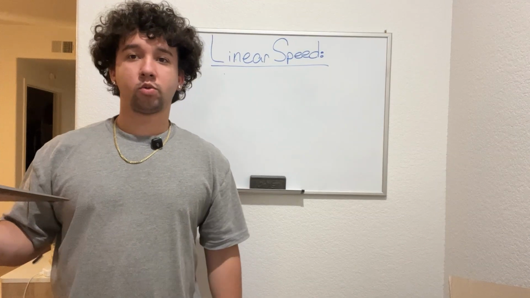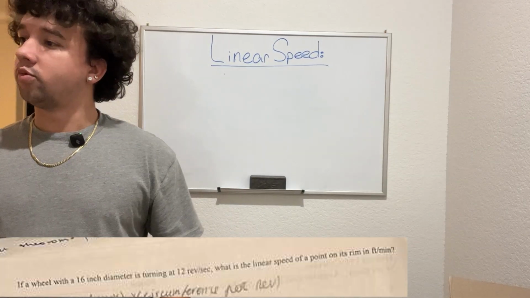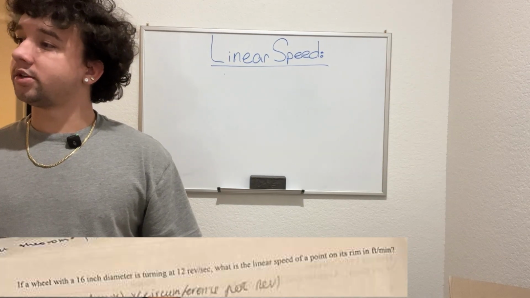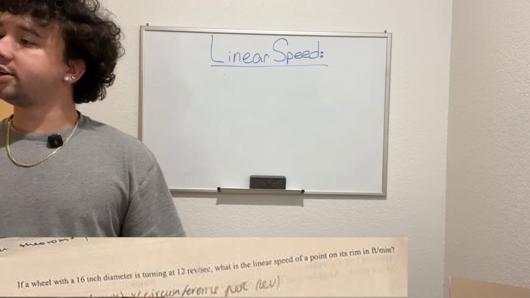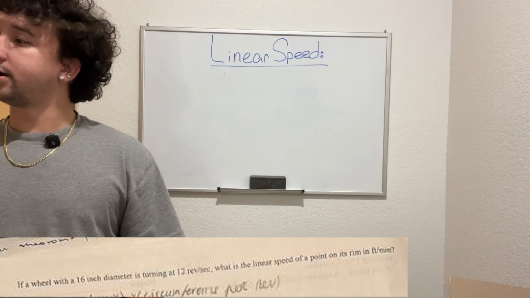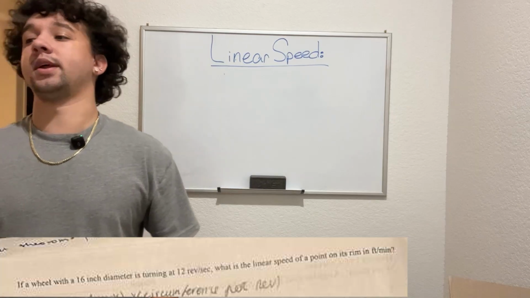All right, guys, question 1 reads like this. If a wheel with a 16-inch diameter is turning at 12 revolutions per second, what is the linear speed of a point on its rim in feet per minute?